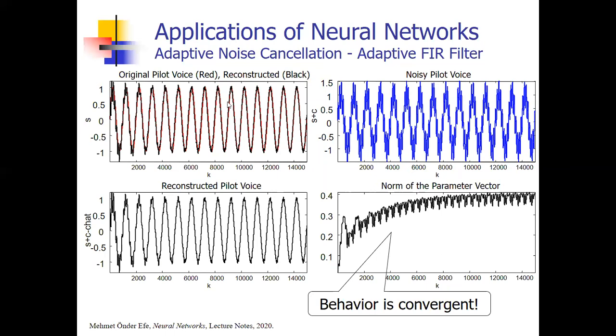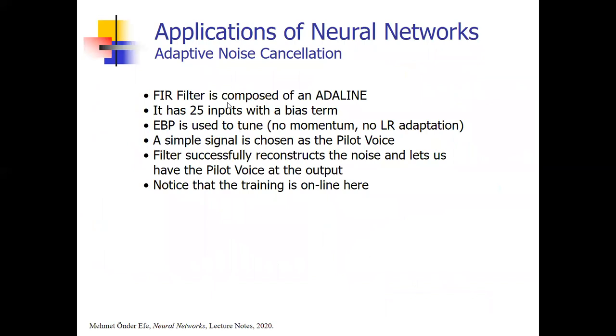So this FIR filter, which is a finite impulse response type of filter, is composed of an adaptive linear element. It has 25 inputs with a bias term. Okay, so there are 26 adjustable parameters, and I used error back propagation. No momentum, no learning rate adaptation. It's a pure error back propagation. So it is very easy to do this, okay? It is very easy to develop this kind of an application.